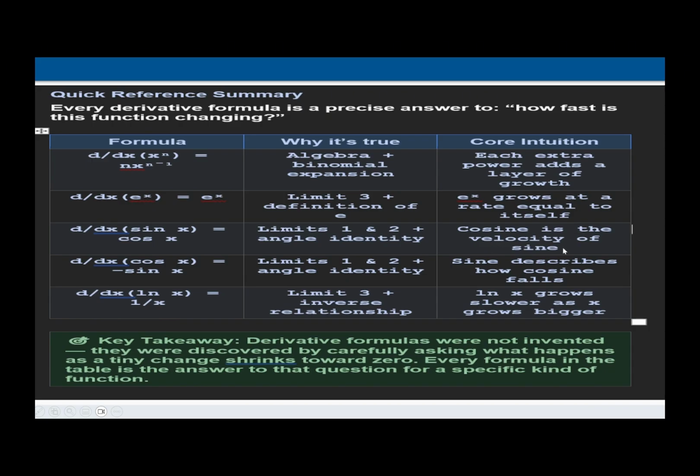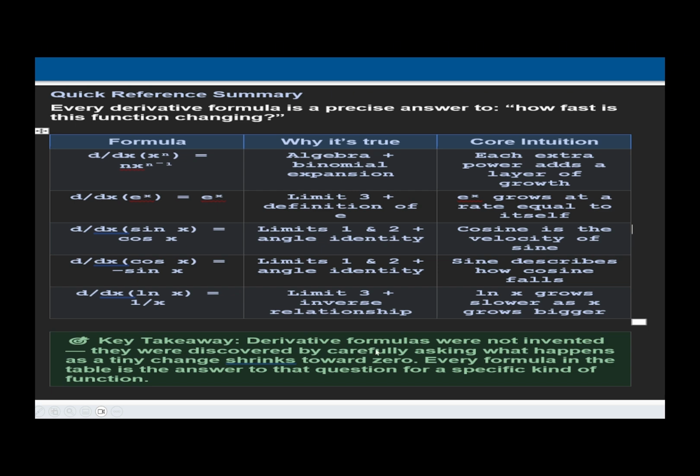Cosine is the velocity of sine. The derivative of cosine equals minus sin x, right? We used limits 1, 2, and 3 and the angle identity to prove it. So sine describes how cosine falls. The derivative of log x is 1 on x, using limit 3 but inverting the relationship. So log x grows slower, while x grows bigger.